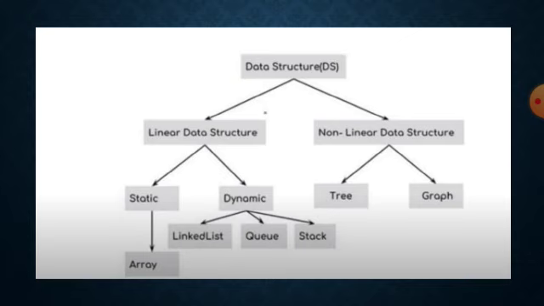So here we are going to see about the nonlinear data structure, graph, representation, and terminology. In nonlinear data structure, we have two types: one is tree and another one is graph.